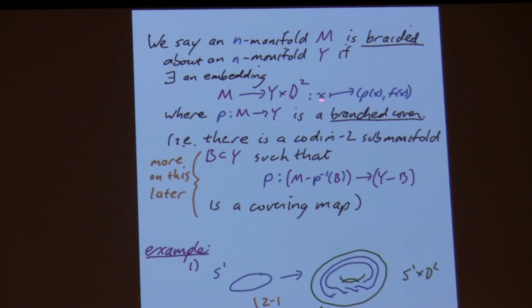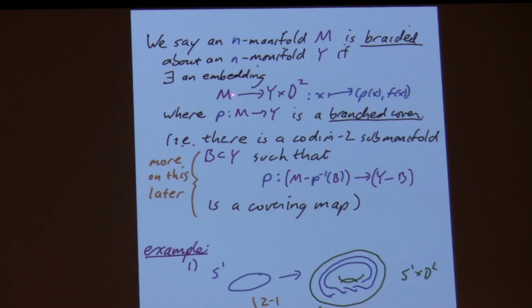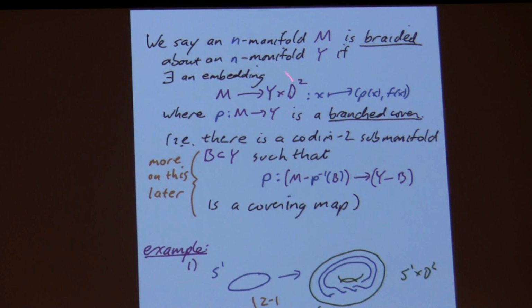You could also ask, why am I using the trivial bundle? Why don't I use a twisted bundle? You could do that, too. Actually, there's a whole lot of other things you can do that are very similar to this. This is part of a general question.